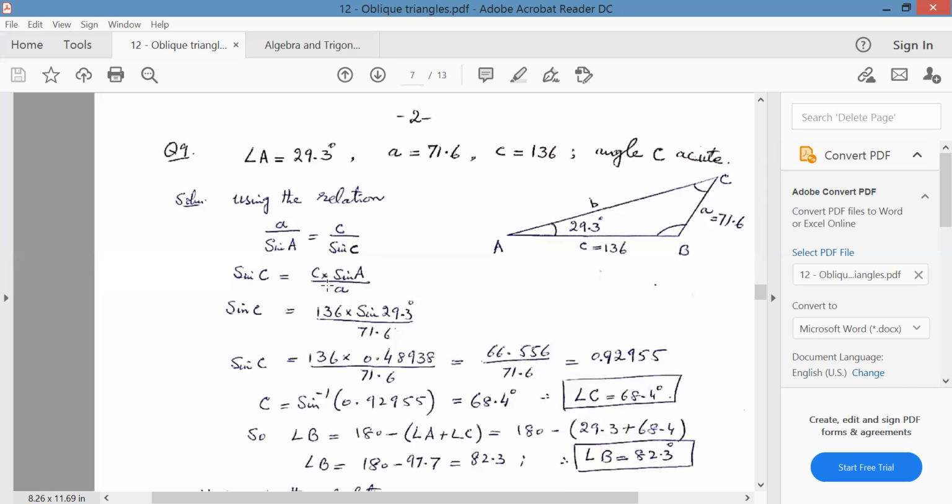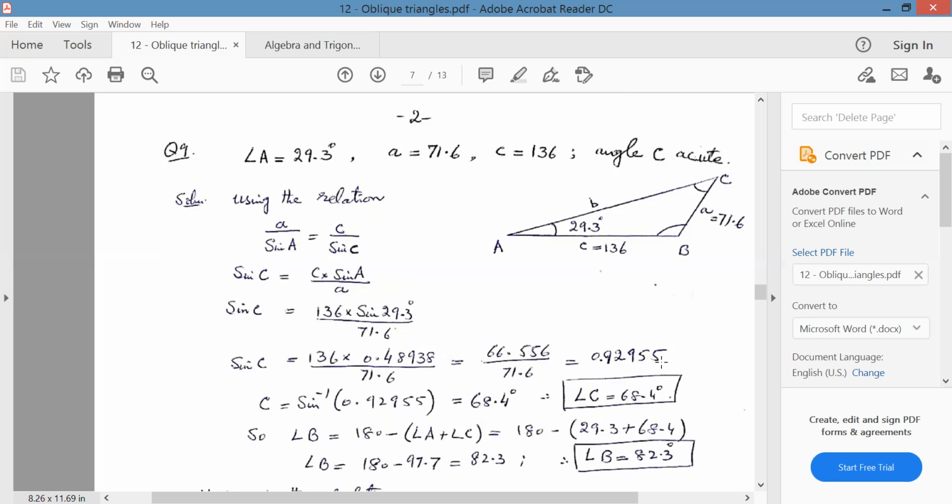Then insert all the known values. Side C is 136. Sine of angle A is 29.3 degrees, and the side A is 71.6. Insert all these values here. Then put the value of sine 29.3 degree. You can see it from calculator. The answer will be 0.48938. Multiply this value with 36 and divide the result by 71.6. So in a nutshell, the answer is coming to be 0.92955. This is the value of sine C.